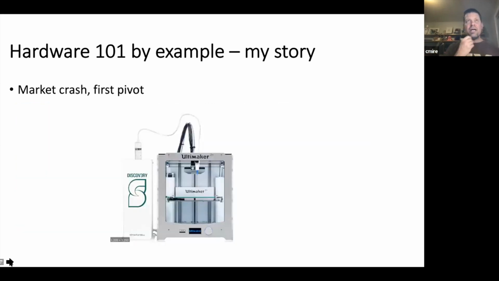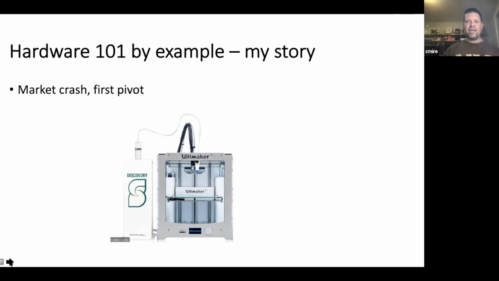So then, market crash and first pivot. All of the early stuff we were selling on Kickstarter was going to consumers, makers, hobbyists and research scientists. It was: get your own 3D printer, you figure it out. It's a stepper motor, 4 wires, and you just connect them to your board and so on.